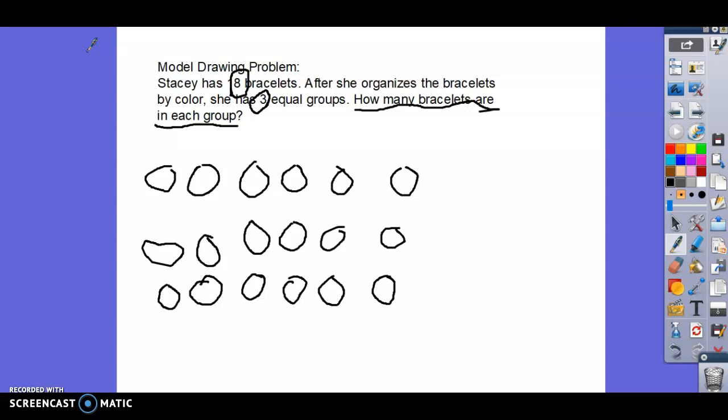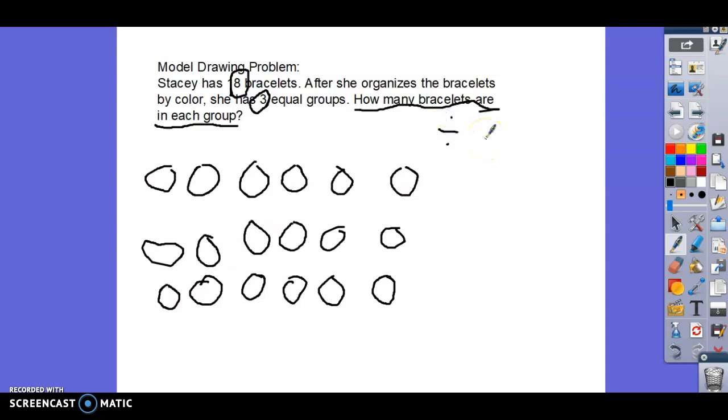Would I be writing a division equation or a multiplication equation? Jaylee. Division. Why do you say division? Okay. So here's why it's division. You're right. It's division. I'm going to go ahead and write my divide sign right here.